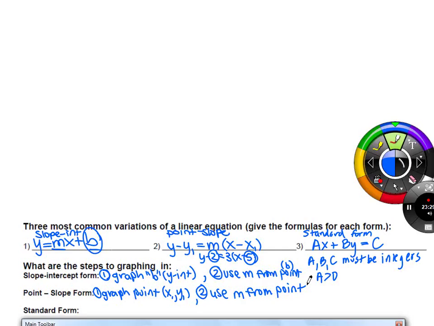How do you like to graph when it's in standard form? I know it's not the most useful form. How many of you, honestly, if it's in standard form, you change it to slope-intercept form and then you graph it? Way to be honest. I know. I do that part of the time too.